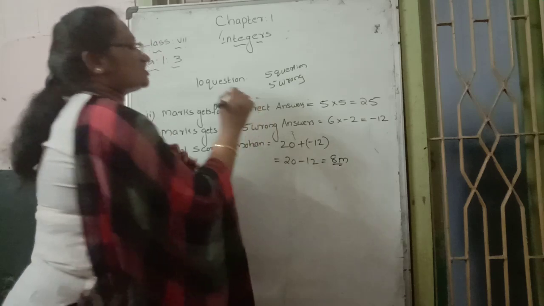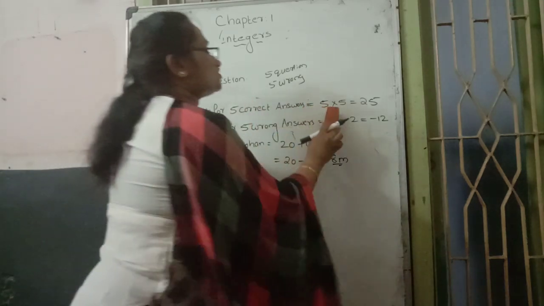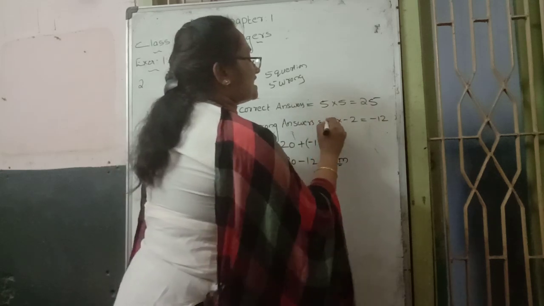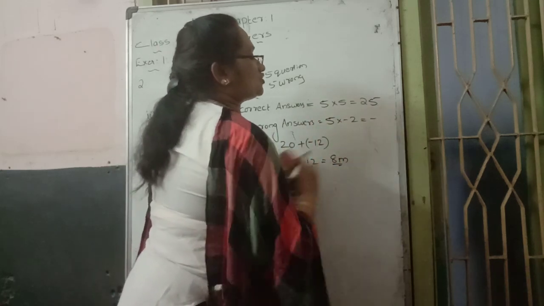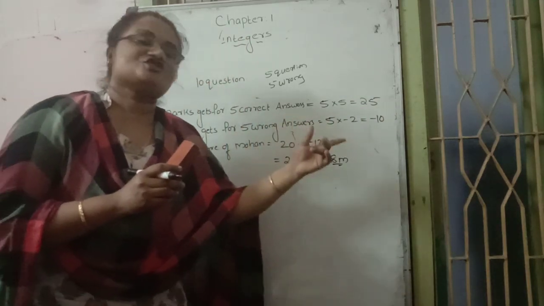Then marks get for how many questions she make mistake? Remaining 5 questions she make wrong. So 5 wrong answers is equal to 5 into -2, because how much? 5 2s are 10. Negative sign, so -10 is the negative mark.